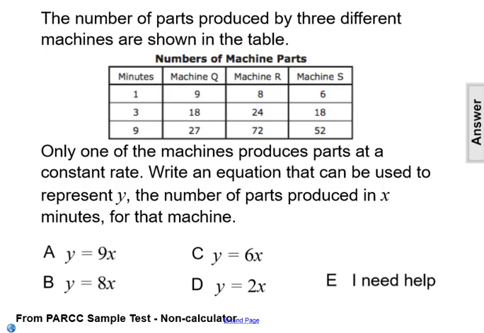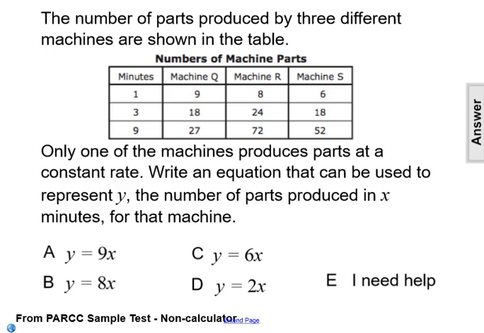The number of parts produced by 3 different machines are shown in the table. Only one of the machines produces parts at a constant rate. Write an equation that can be used to represent y, the number of parts produced in x minutes for that machine. So the first thing we need to do to answer this question is figure out which machine produces parts at a constant rate, machine Q, R, or S.